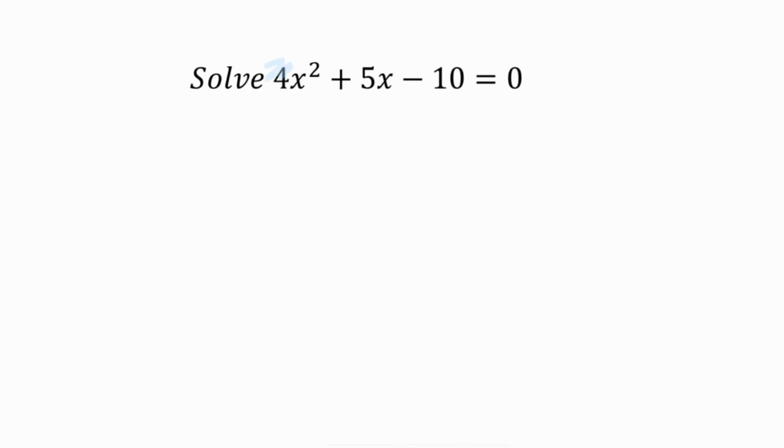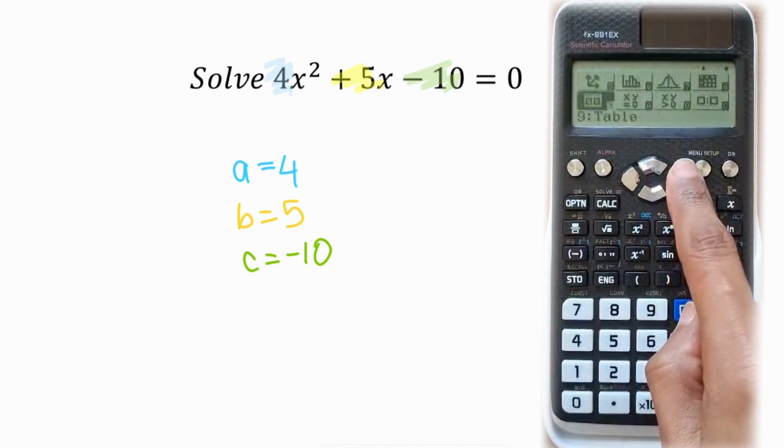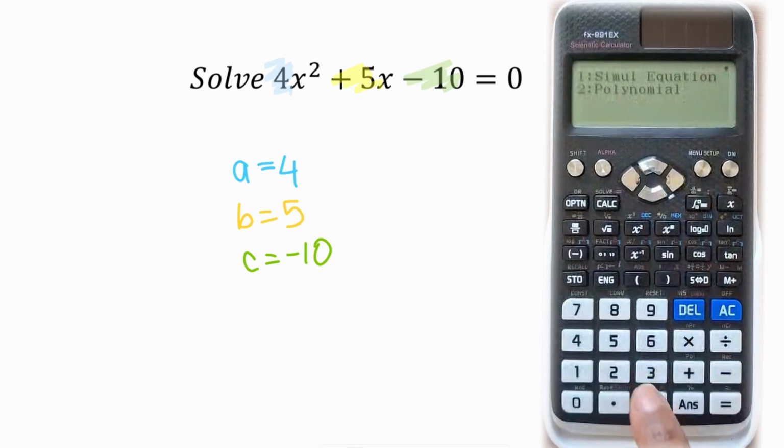So we can first identify the A term, which is 4, the B term, which is 5, and the C term, which is negative 10. And we can now use the quadratic solver on the calculator to solve this. So if we first go to menu, we can then go to equation. We can then select 2 for polynomial, and we can select 2 again because this is a quadratic equation. And we can now input the A term, which is 4, the B term, which is 5, and the C term, which is minus 10.